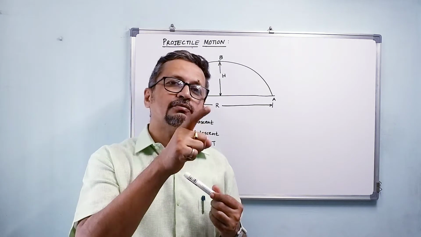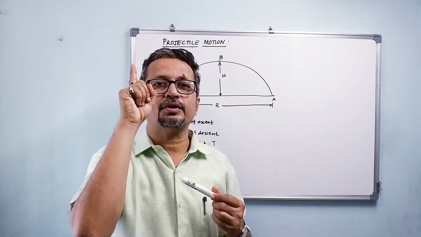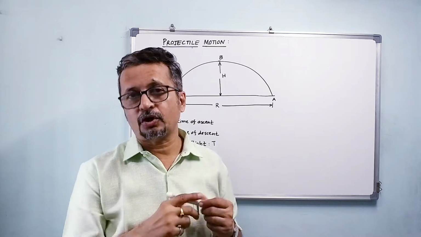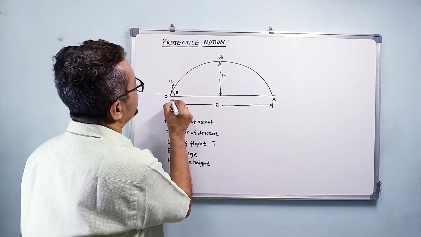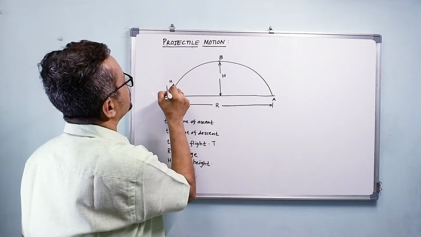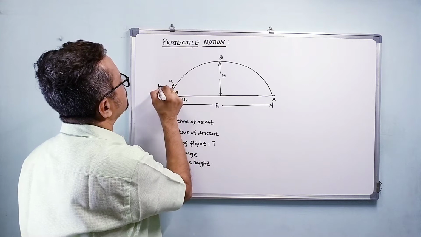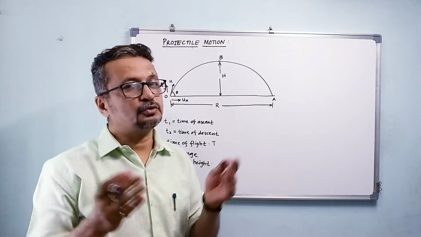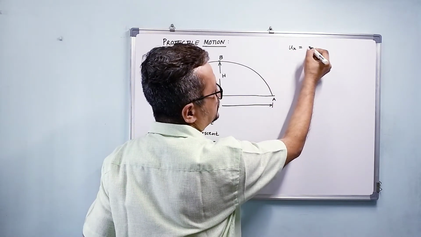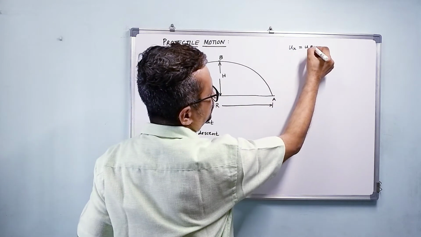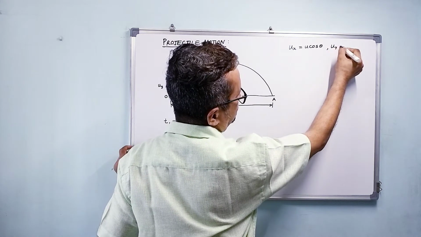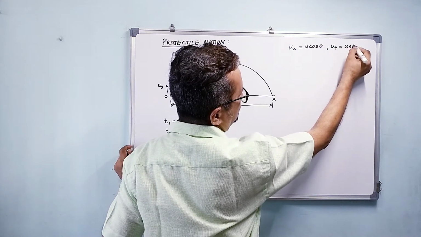So obviously what we did in scalars and vectors, we are going to do that. We'll be splitting this velocity into vertical and horizontal components. My horizontal component here, let us call it ux, and vertical component is uy. I know the angle, so my ux, the horizontal component of velocity, is u cos theta, and the vertical component of velocity uy is equal to u sin theta.